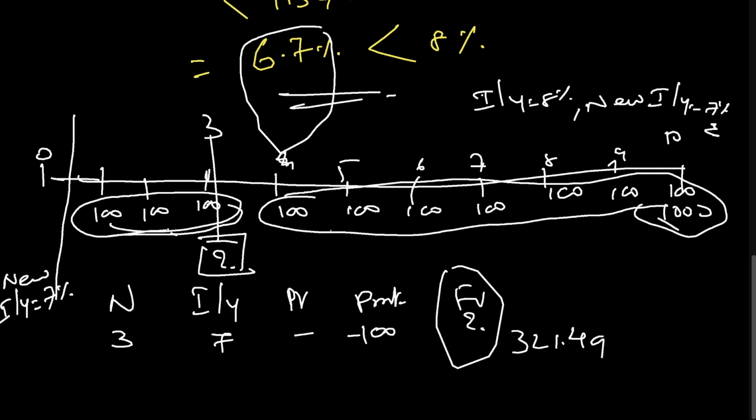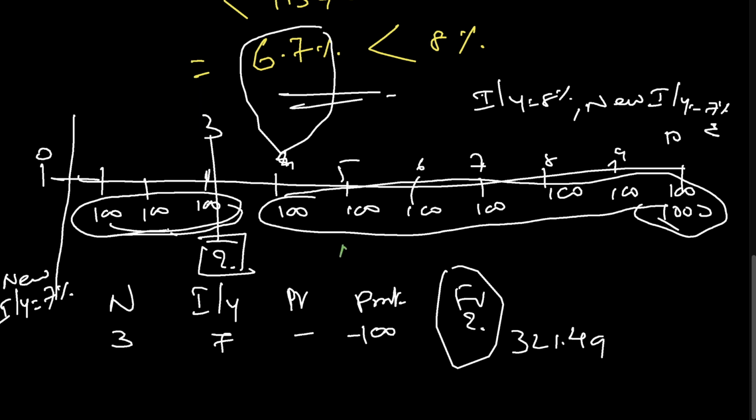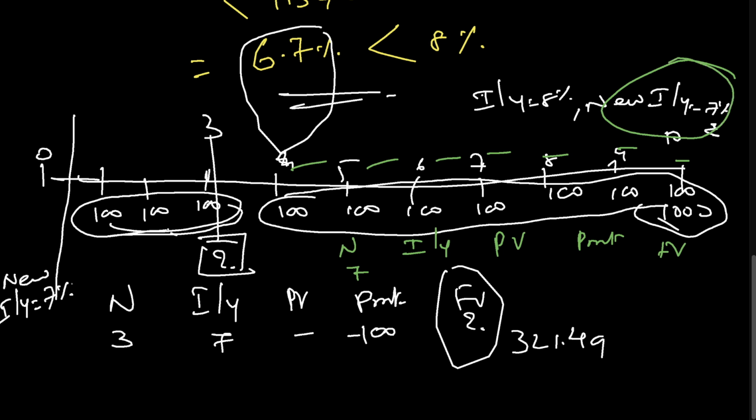So how will I find out the present value of the bond? Again N, IY, present value, payment, future value. So N is going to be 1, 2, 3, 4, 5, 6, 7 times. IY will be 7 percent, right? Because this is the new IY, 7 percent. Present value I need to find out. Payment is 100 and future value is 1000. So let me key in all these details into the calculator.